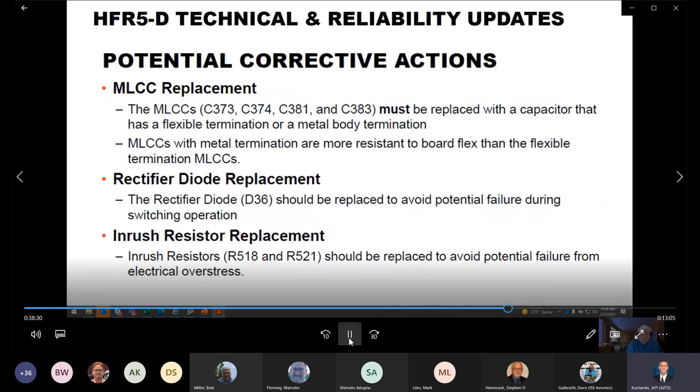Potential corrective actions for the HFR5D, which are currently under continued engineering investigation. A root cause for the 115 volt input failures is cracking and shorting MLCCs. MLCCs are multi-layer ceramic capacitors. We're moving to a new type of flex lead capacitor, which will solve this problem. Also, we're installing a more robust version of a rectifier diode. And we're going to also install some more robust inrush resistors, which act like fuses on the 115 volt line.